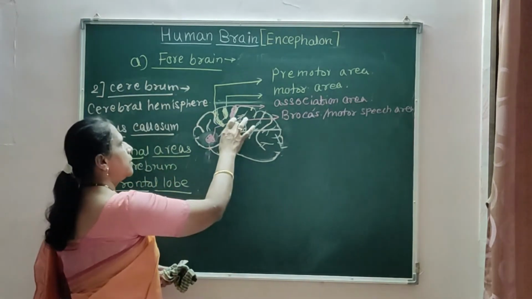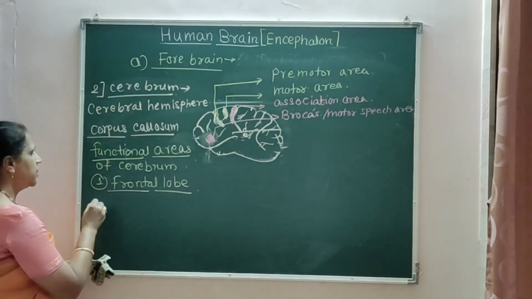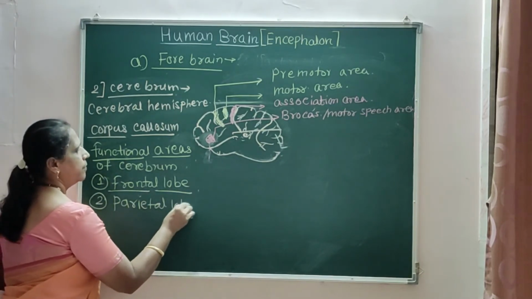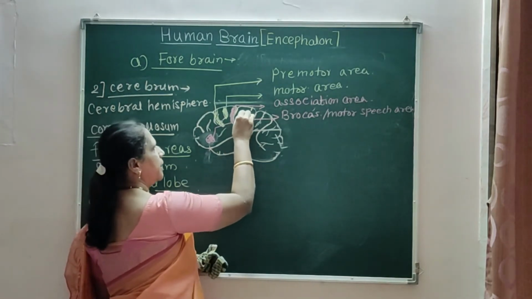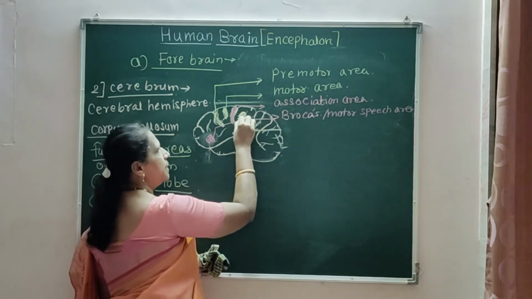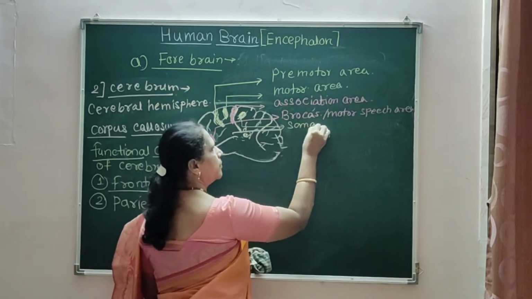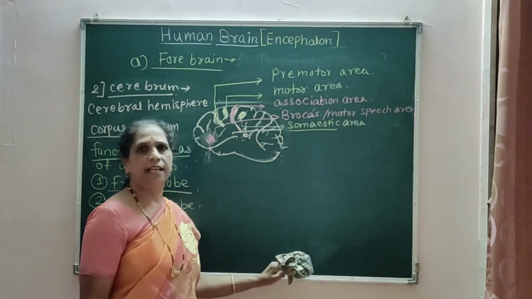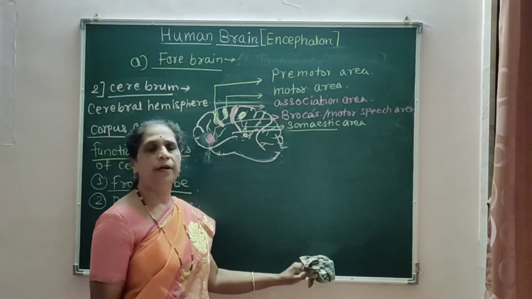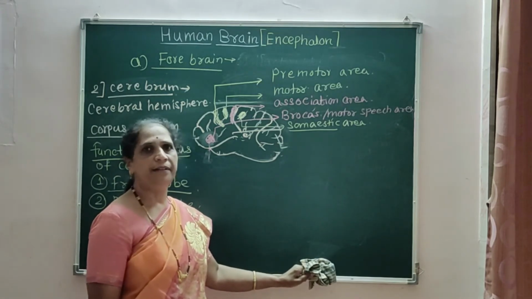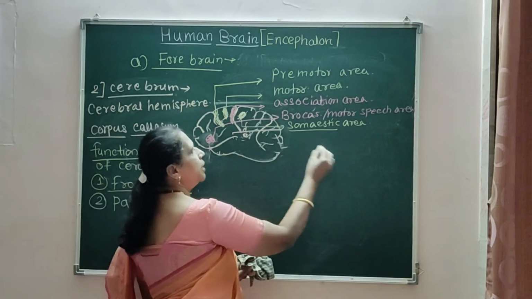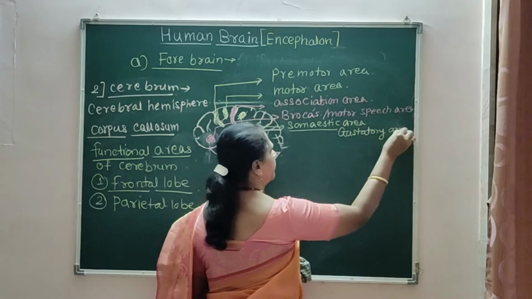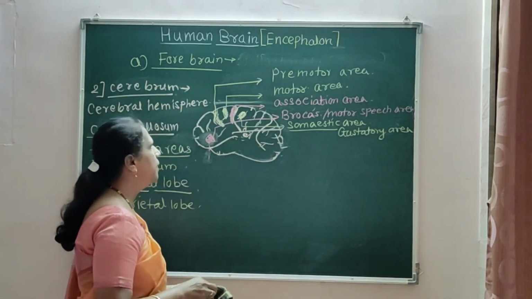Then the second lobe is the parietal lobe. In this parietal lobe, there is the somesthetic area, which is also called the sensory area, as it gives the sense of different sensations like pain, temperature, pressure, as well as the sense of taste, hence it is also called the gustatory area.